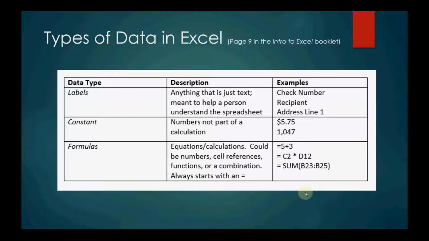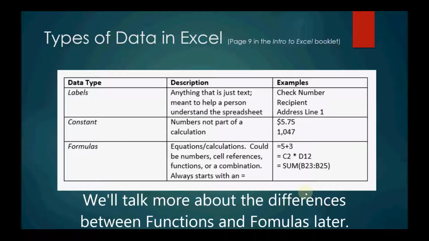So when you take a cell reference like C2 and multiply it by a cell reference like D12, that means you're multiplying the contents of C2 by the contents of D12. So it's just like algebra when you have variables. Those cell references stand for a different number. And then you have functions, which include formulas, so things like sum, average. These are things that you would use in Excel to find a specific type of data.